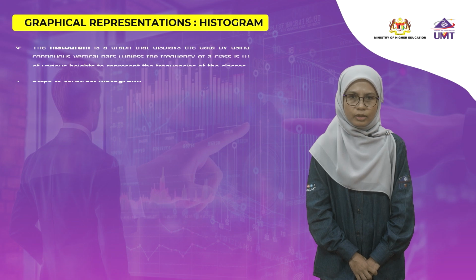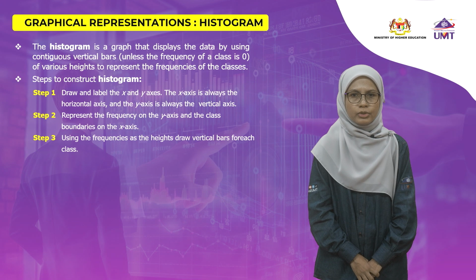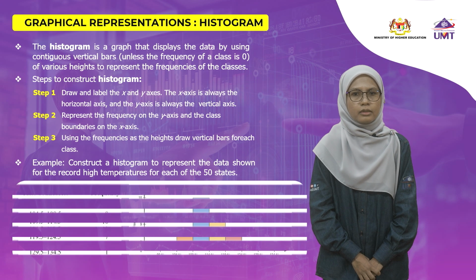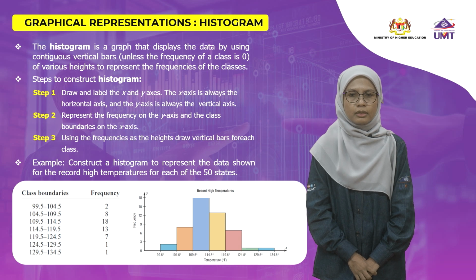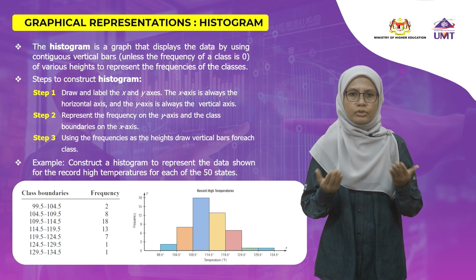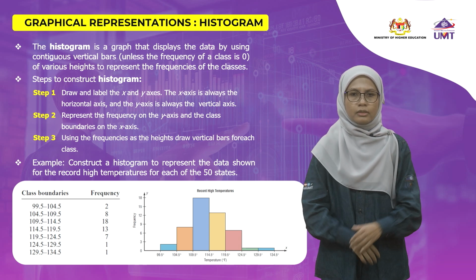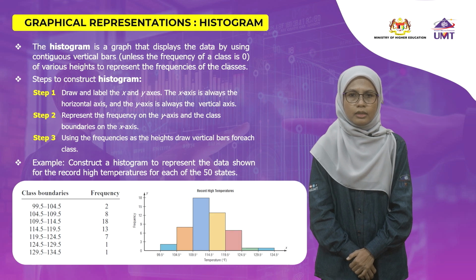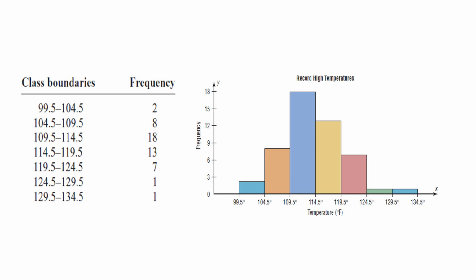A histogram uses vertical bars to show the frequency of classes. The bars are touching because the data is continuous. Let's walk through how to construct one. Label the x-axis and y-axis. Plot class boundaries on the x-axis and the frequencies on the y-axis. Draw bars for each class. This example here shows temperature data from all 50 US states.